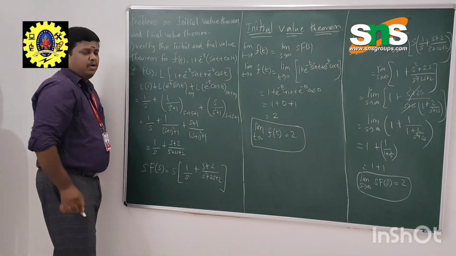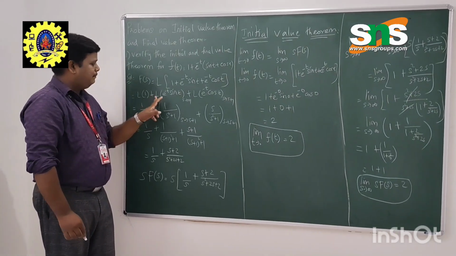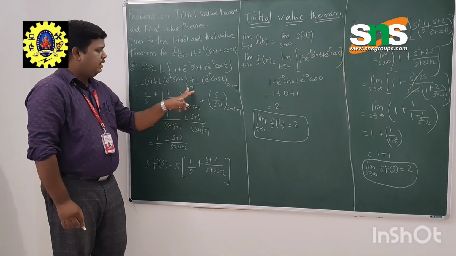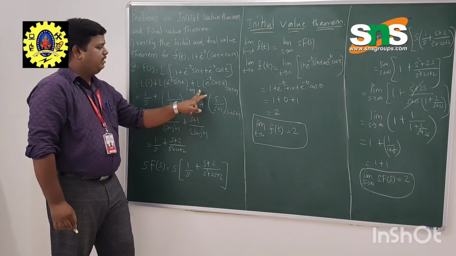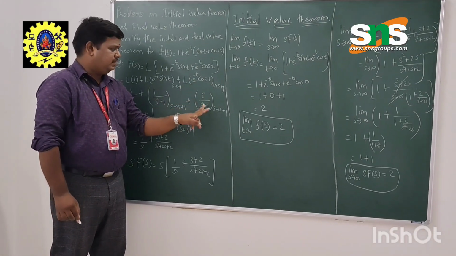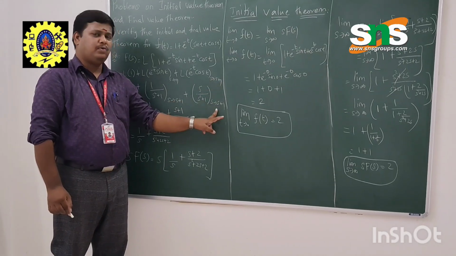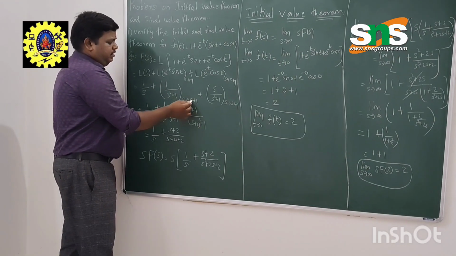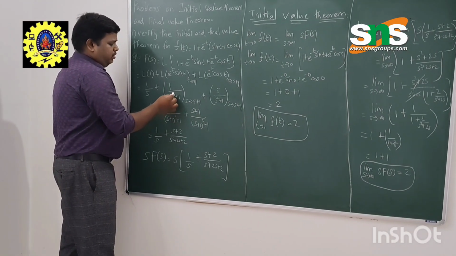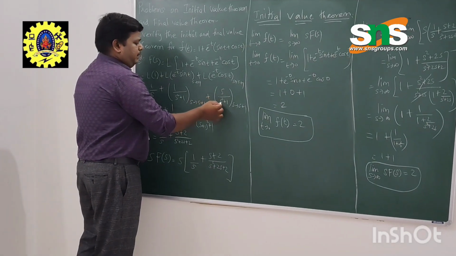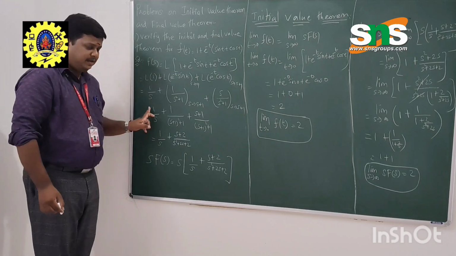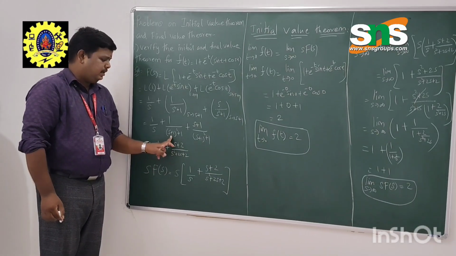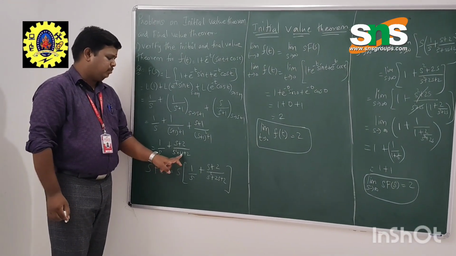So the Laplace transform of 1 is 1 by s, plus the Laplace transform of e power minus t into sin t, which is 1 by s square plus 1, replacing s by s plus 1, plus L of e power minus t into cos t, whose value is s by s square plus 1, replacing s by s plus 1. So 1 by s plus 1 divided by s plus 1 the whole square plus 1, plus s plus 1 divided by s plus 1 the whole square plus 1. Finally we get 1 by s plus s plus 1 plus 1, that is s plus 2, divided by the a plus b whole square identity we are expanding, so s square plus 2s plus 2.